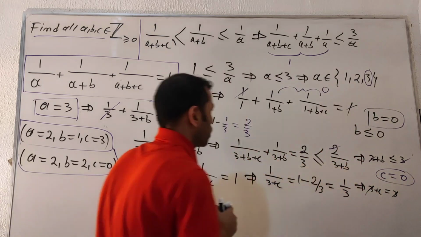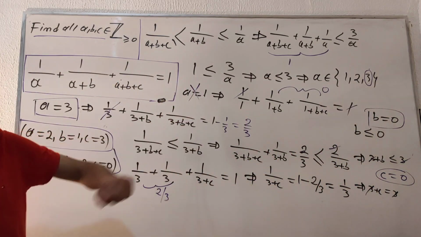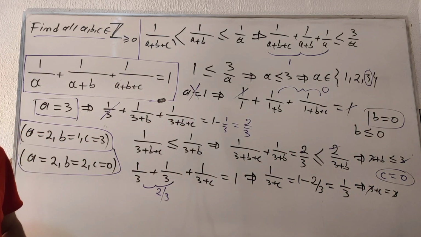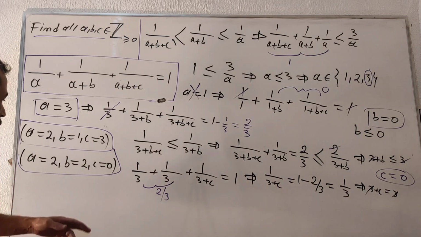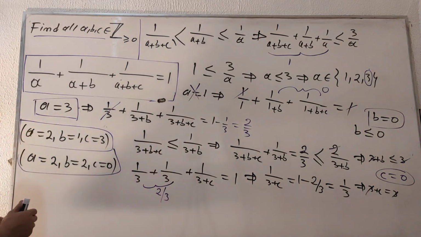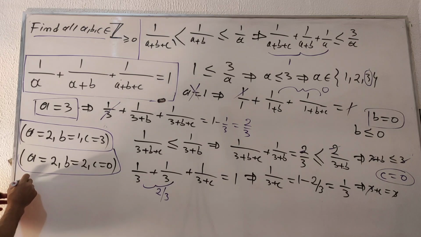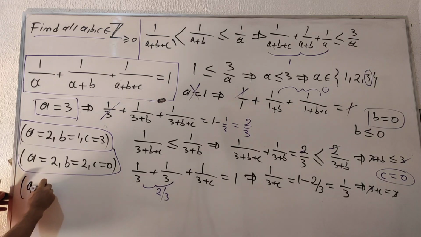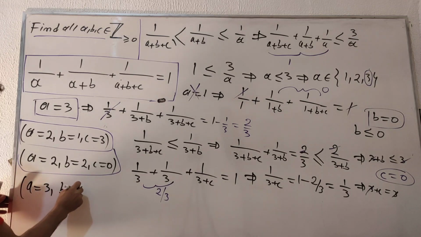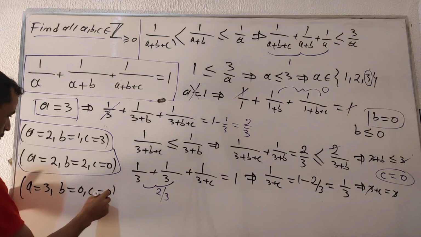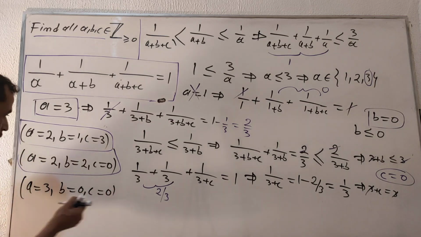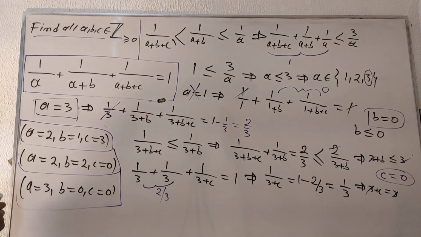Okay, back again, we get both values equal to 0: b equals 0 and c equals 0, but a equals 3. So I get the final solution. I get a equals 3 and b equals 0 with c equals 0. Okay, now we are done with this problem with these 3 solutions.